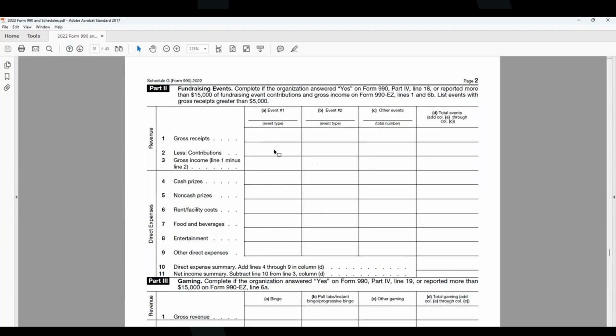As mentioned before, fundraising events are reported net on the statement of revenue. So the net amount here in this box is what would be reported on the statement of revenue.